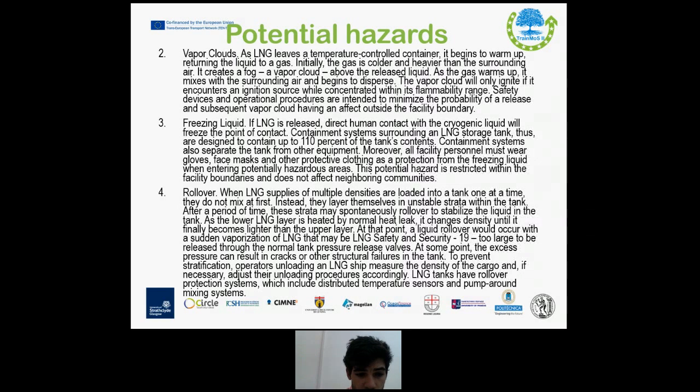too large to be released through the normal tank pressure release valves. At the same point, the excess pressure can result in cracks or other structural failures in the tank. To prevent stratification, operators unloading an LNG ship measure the density of the cargo and, if necessary, adjust their unloading procedures accordingly. LNG tanks have rollover protection systems which include distributed temperature sensors and pump-around mixing systems.